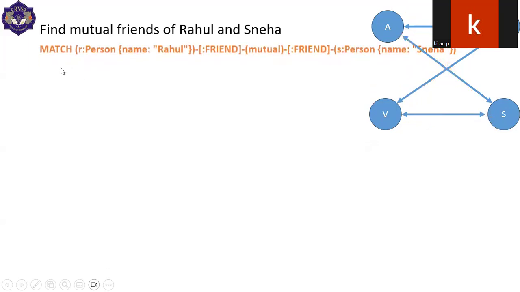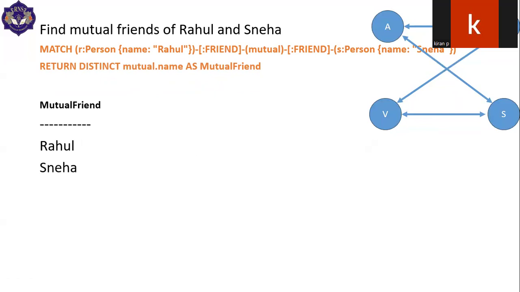So I use once again the match functionality. Mutual is the keyword once again, the mutual friends of Rahul and Sneha to be retrieved. So match is the function. I use return distinct, so mutual dot name is how you represent it. I want to save it in the resultant as mutual friend.